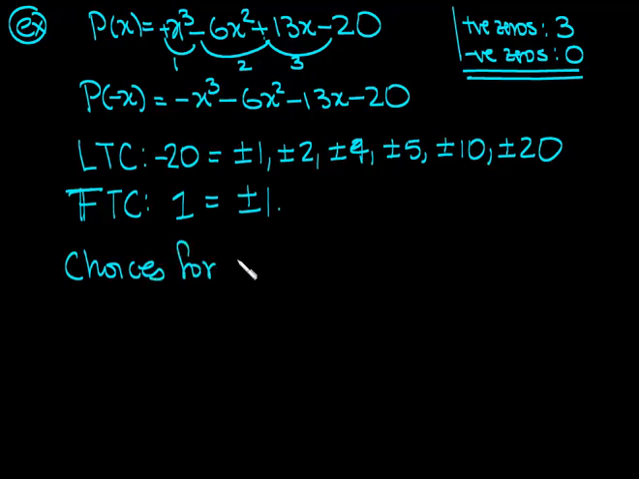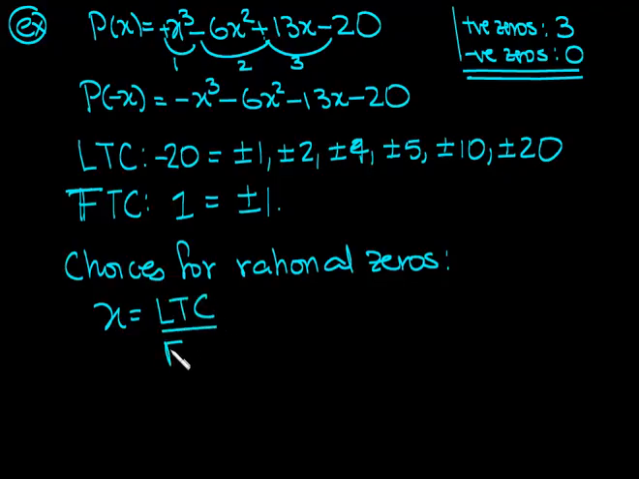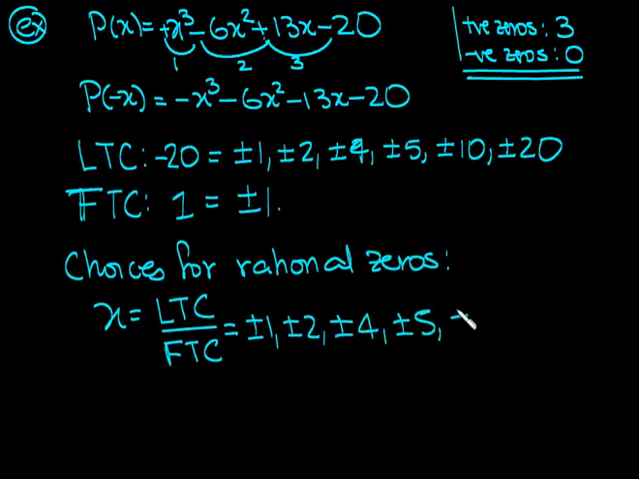Choices for rational zeros are x equal to the factors of the last term coefficient divided by the factors of the first term coefficient. So you take all of these and divide by 1, so we get 1, 2, 4, 5, 10, and 20. We already know we have no negative zeros, so we can ignore all the negatives. So even though we have 12 choices, we really only have 6 choices. We only need to worry about the positive ones.